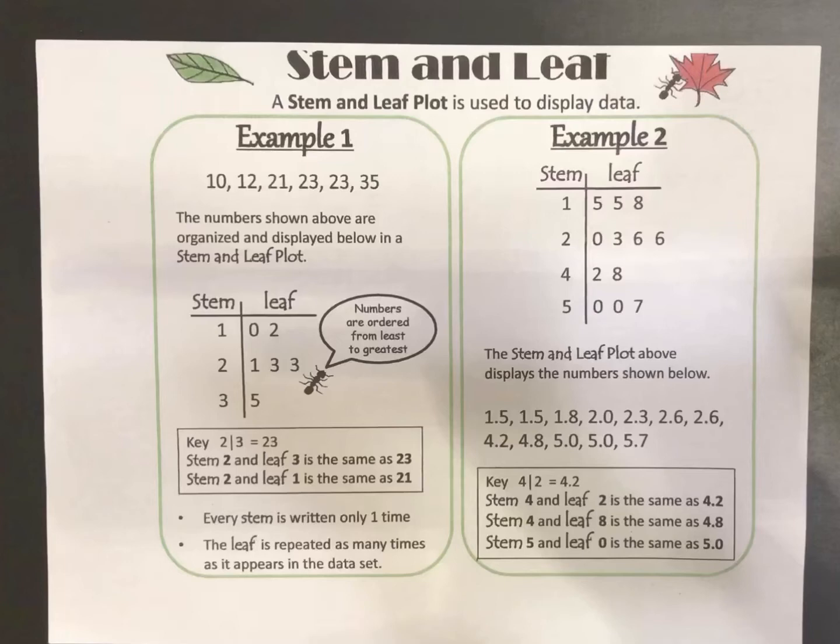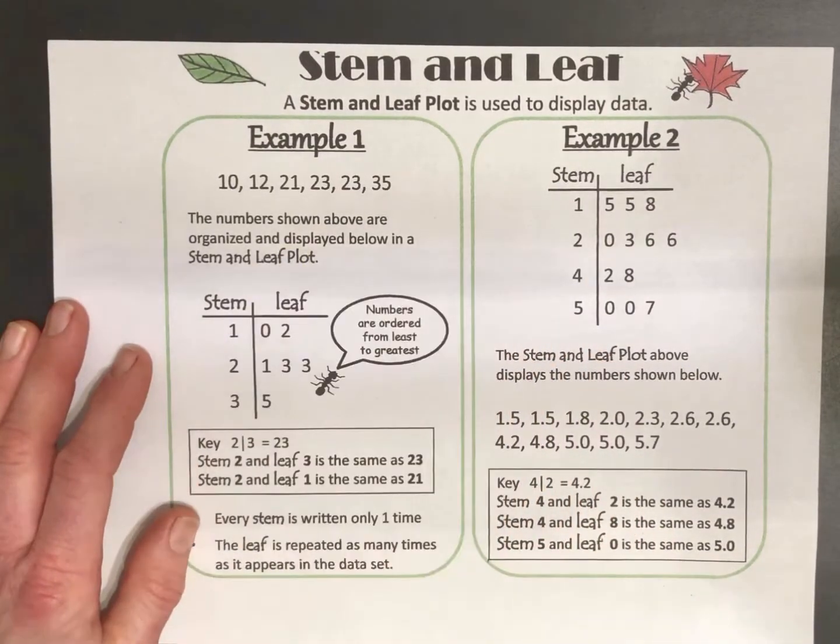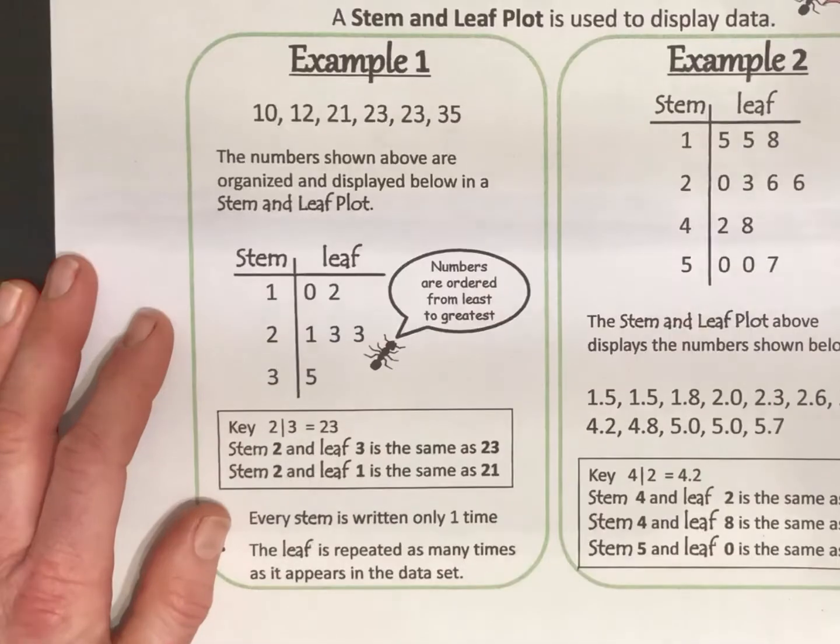Let's start with the stem and leaf plot. This is just one more way to show a group of numbers in an organized way. Here we have two examples of how they can be done, one with two-digit numbers and another with decimal numbers. Let's look at example 1.